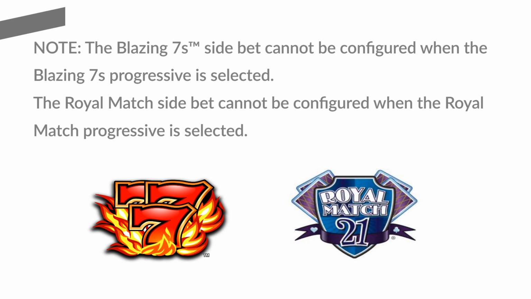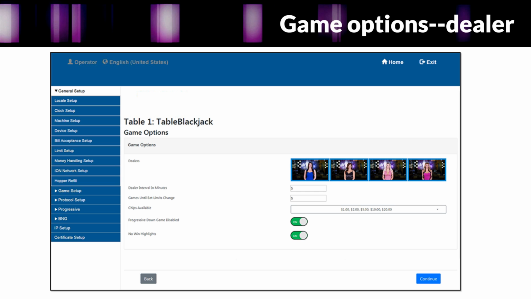The Royal Match side bet cannot be configured when the Royal Match progressive is selected. The Game Options page displays. At least one dealer must be selected. To remove a dealer from the rotation, tap the image for the corresponding dealer in the Dealers section.